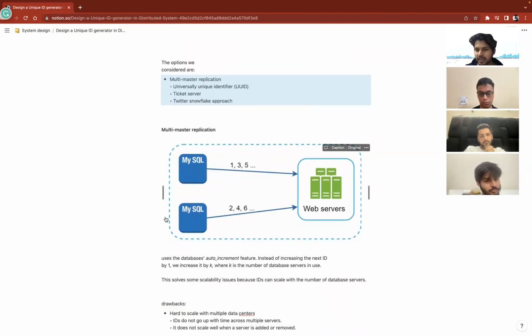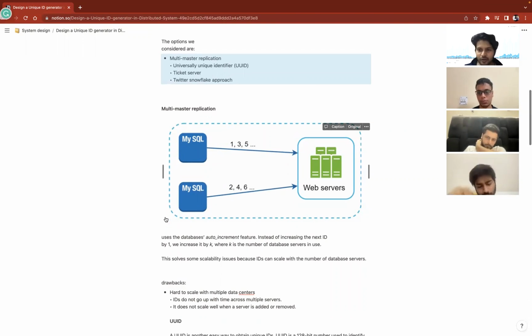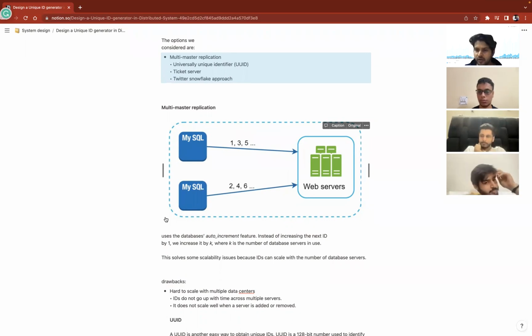As you can see, multiple people can query your web server or backend. All you do is use the simple auto increment feature of MySQL, or whatever you're using, and instead of increasing it by one, you simply increase it by k, where k is the number of servers. That's it. It's very simple. We are creating a system for a distributed system, which means multiple servers will be there. You're getting hit on multiple servers, so you simply increment by k, the number of servers that you have.